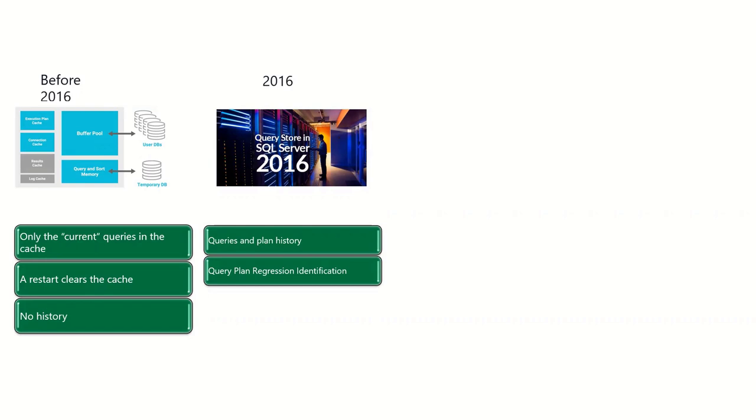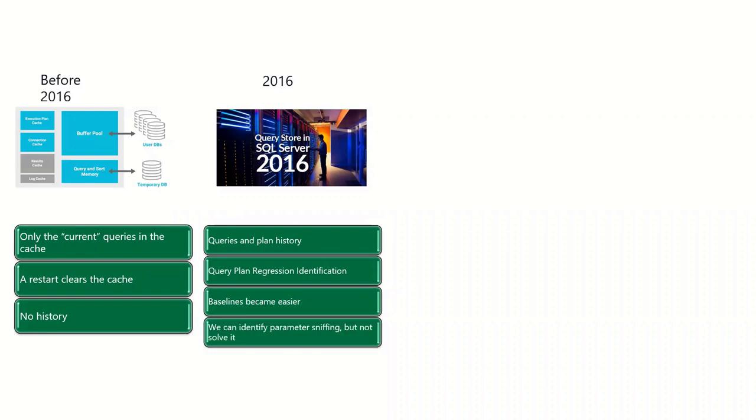At that date, Query Store was capable of holding the data, and we could identify what started to be called a query plan regression. A query plan regression is when a query is recompiled and the new plan of that query becomes worse than the old plan. And Query Store brought this capability to SQL Server. It became easier to build baselines in relation to how our database was behaving.